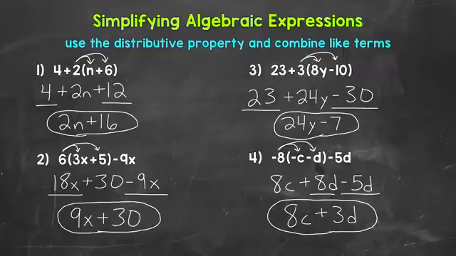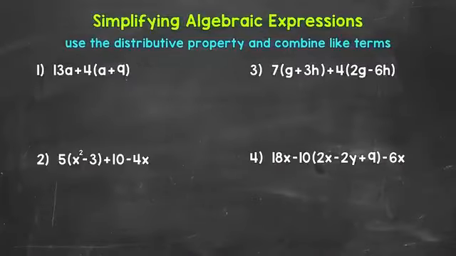So there's how to use the distributive property and combining like terms to simplify an algebraic expression. Let's take a look at 4 more examples, and these will get a little more complex. Here are 4 more algebraic expressions that we need to simplify using the distributive property and combining like terms. These will get a little more complex than the previous 4 examples.